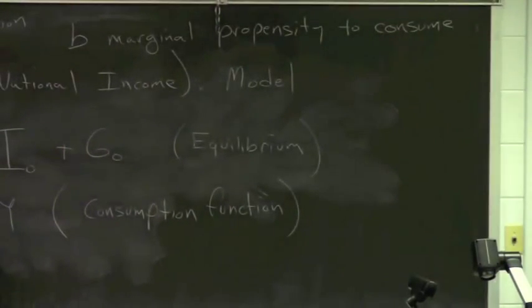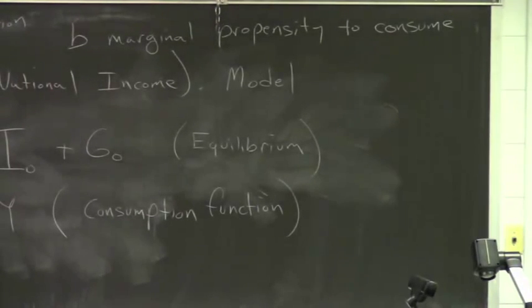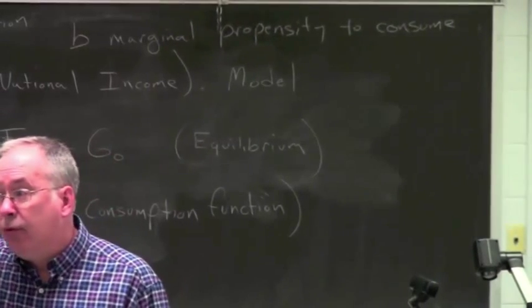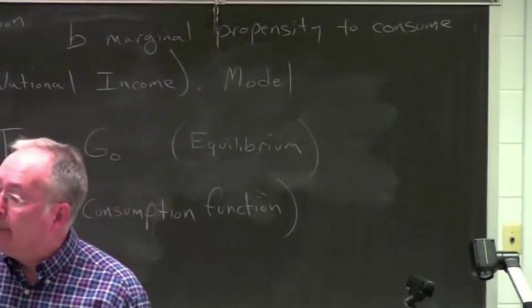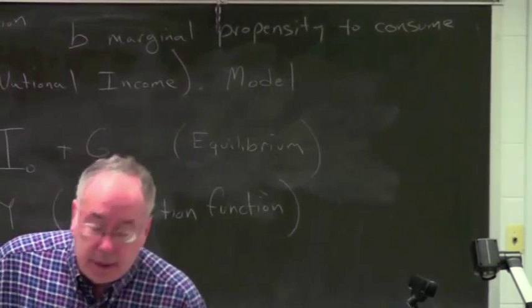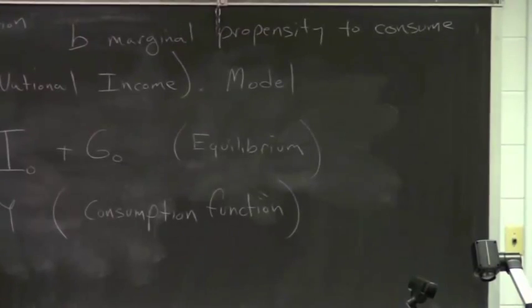And B is assumed to be a fraction between 0 and 1. If your income goes up by $1, a certain fraction of that extra dollar will be spent on consumption and a certain fraction will be saved. So B is assumed to be between 0 and 1. 1 minus B would just be the savings, right? You either spend your money or you save it. So B is the marginal propensity to consume.